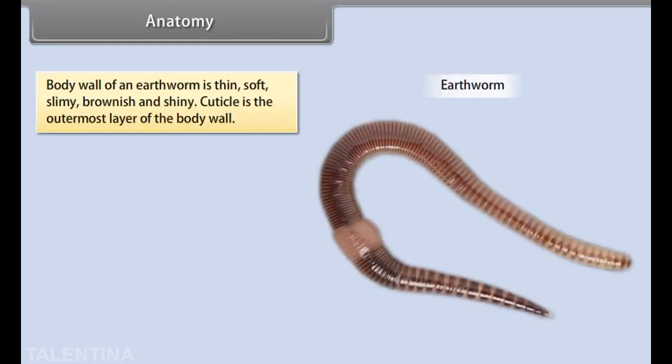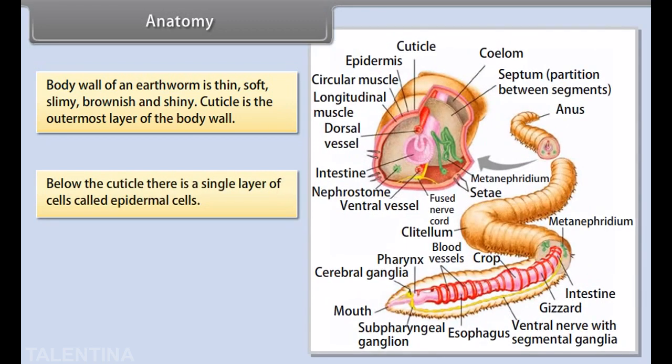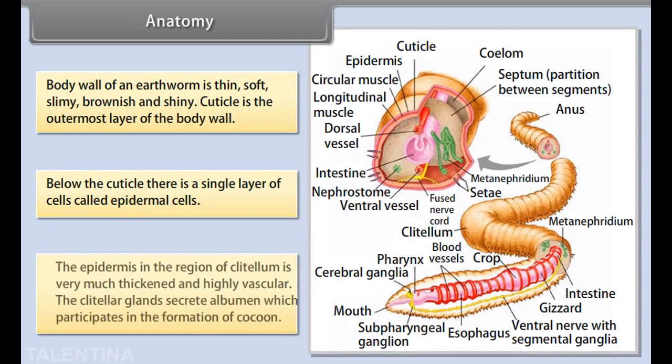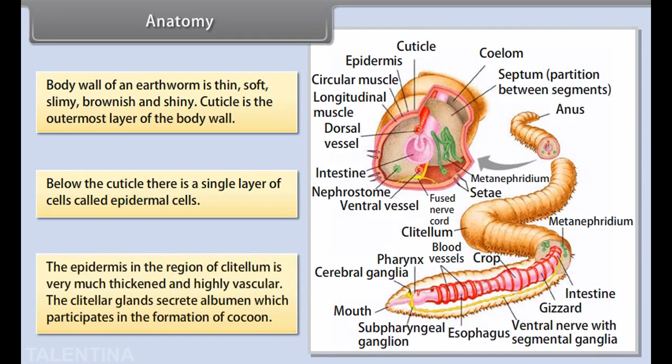Anatomy. Body wall of an earthworm is thin, soft, slimy, brownish and shiny. Cuticle is the outermost layer of the body wall. Below the cuticle, there is a single layer of cells called epidermal cells. The epidermis in the region of clitellum is very much thickened and highly vascular. The clitellar glands secrete albumin, which participates in the formation of cocoon.